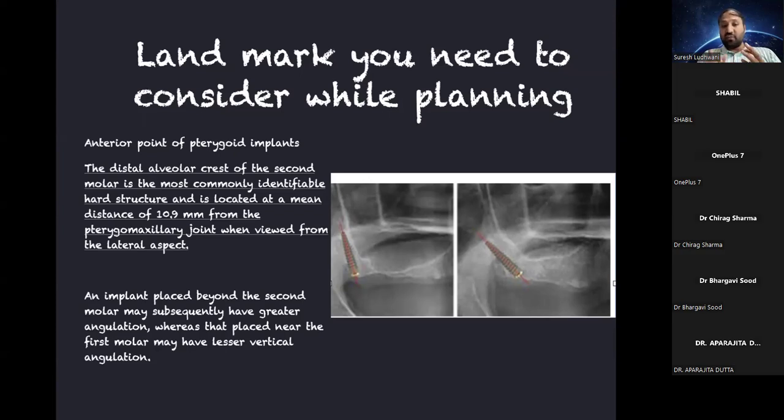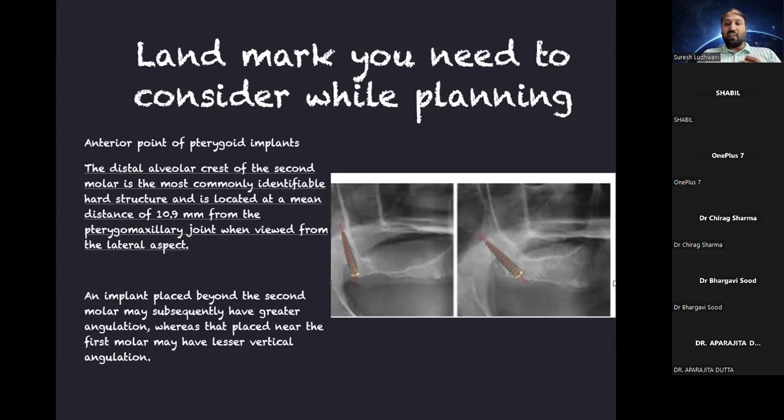Now, this is something which is supposed to be taken care of in two scenarios. One, prosthetically, will it be viable? Because all this is something on radiograph, but in the oral cavity, it is a task to manage a pterygoid implant prosthetically. Second part is, where is an ideal emergence of the pterygoid implant?